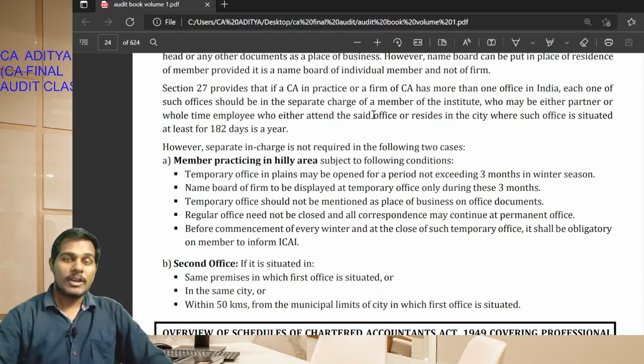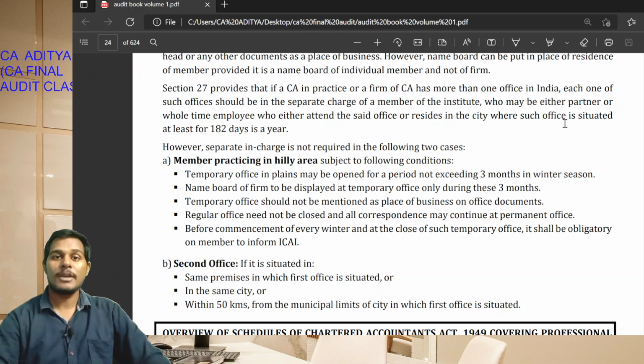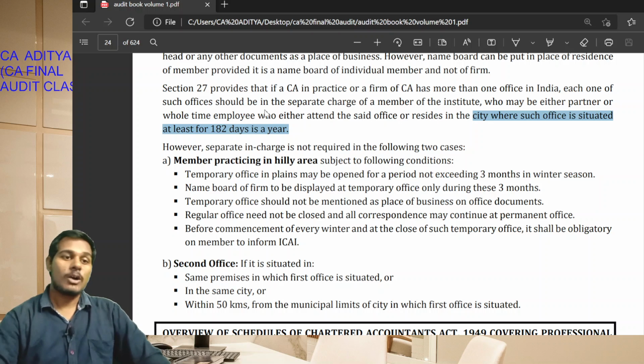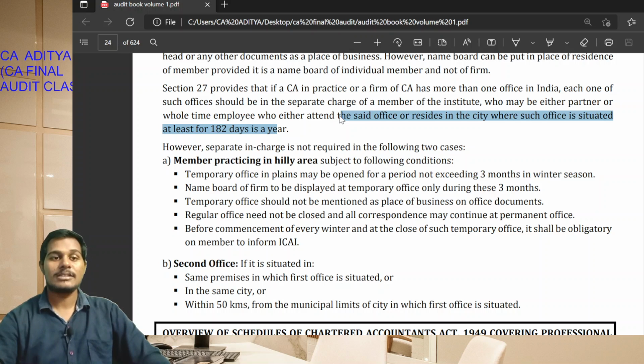See students, if a chartered accountant has more than one office in India, then there should be a separate in-charge who is a member of the institute. He should be either a partner or a whole-time employee and should attend the office where he is situated for at least 182 days. That is, the partner or whole-time employee should attend such branch office for 182 days in a year.